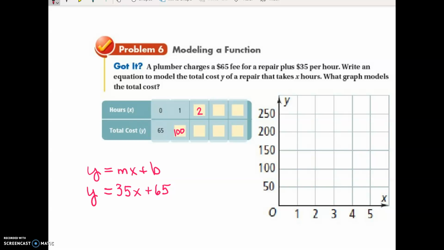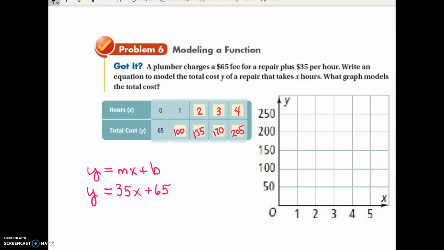And then I'm going to just continue with my hours and continue to plug those in for x into my equation and solve for y. So I ended up with 135 here, 170, and 205. Now I can take those values and just plot those.